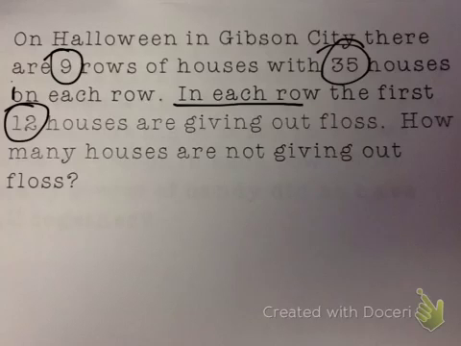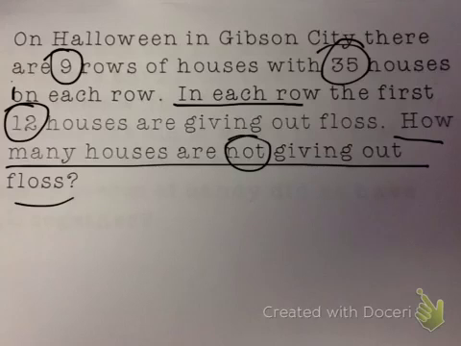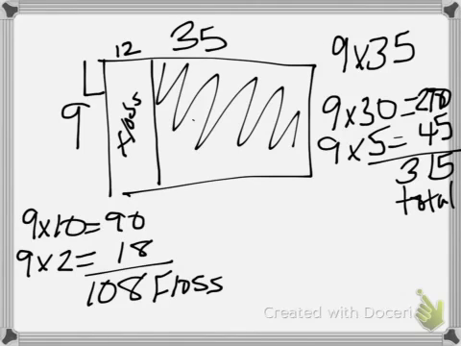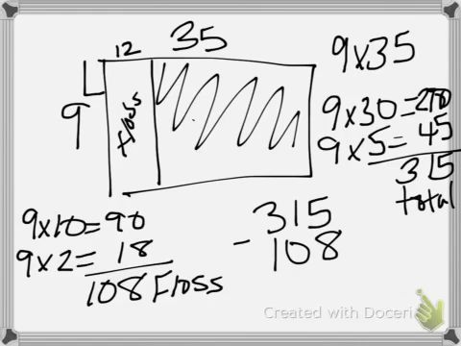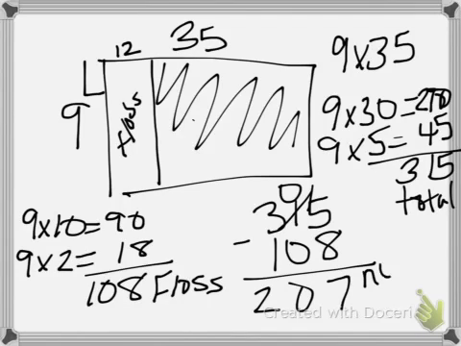Well, let's reread the question. How many houses are not giving out floss? So they're going to need to subtract 108 from 315. Borrow. So 207 are not giving out floss.